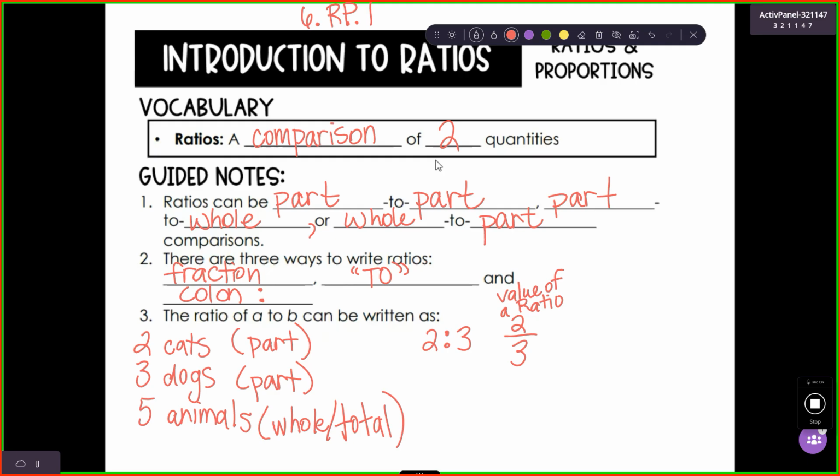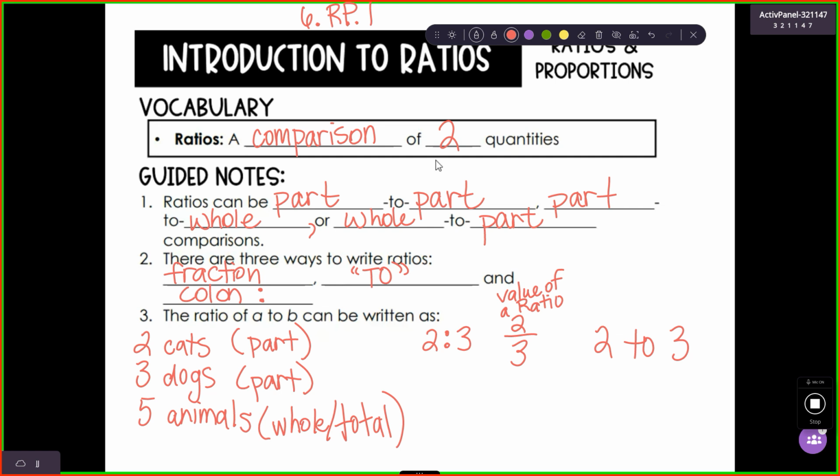What were the different ways to write it? We wrote it as a fraction. We wrote it as a colon. And then what do you see in quotation marks? I said that right? Right? Yeah, I had a moment. 2. We write it in word form. Here we go. 2 to 3.